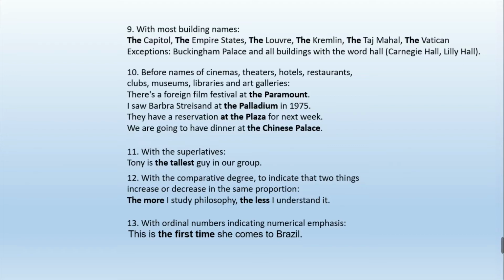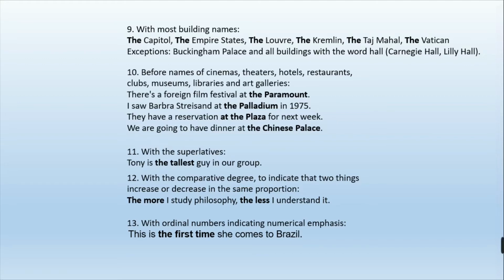Stadiums as well, you could consider. Restaurants in general, right? So we have, they're going to have dinner at the Chinese Palace. Hotels as well, they have a reservation at the Plaza. Okay, so write down all of these pieces of information because they may be very important for you in the future when taking a test.